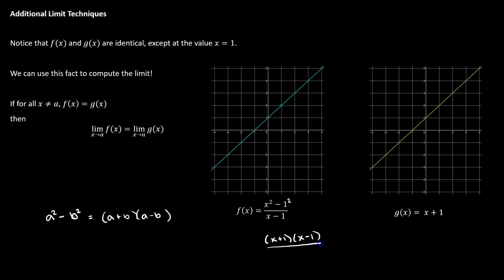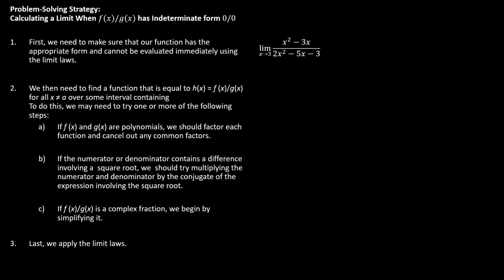That's my numerator. My denominator has x minus 1 in it. So I can divide off that common factor, leaving behind x plus 1, which is exactly what we have picked g of x to be. So this idea says if you are evaluating a limit and you get indeterminate form, we're going to use some algebra to manipulate our function into another function. So we're going to change it into something else, something that won't give us a problem at the value that our limit is approaching. We have the problem-solving strategy on the screen here so that we can follow our guide.